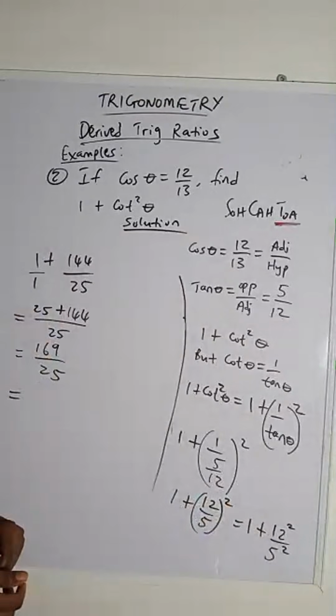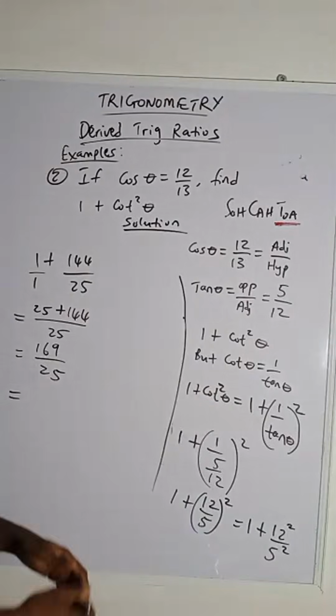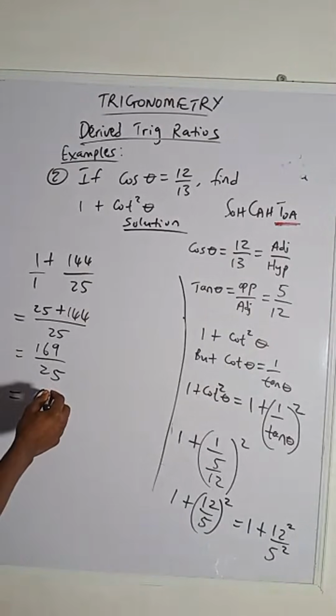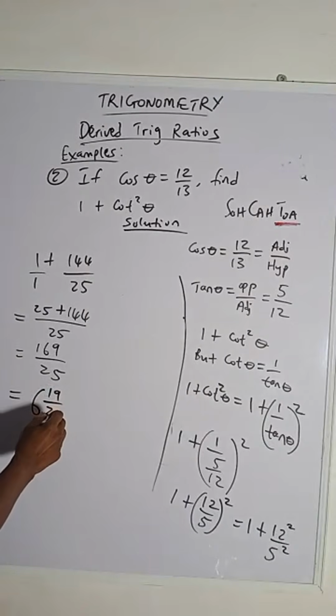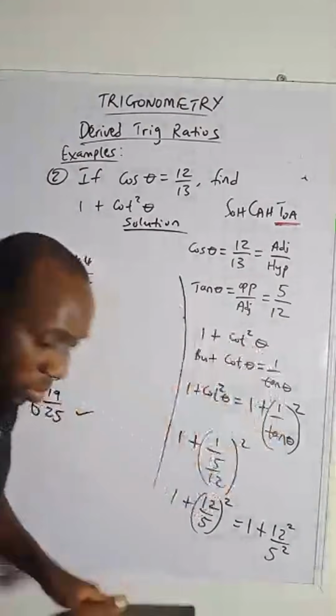Let's write this as a mixed fraction. That will be 6 whole number, 19 over 25. How many of you got this? How many of you tried this and you got this?